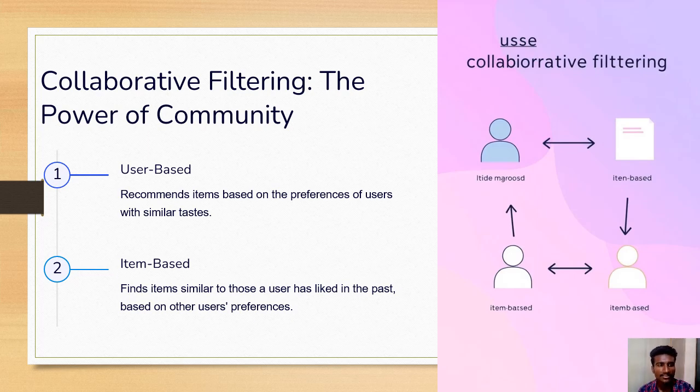There are some applications of recommender systems. E-commerce, suggesting products based on browsing or purchase history. Example, Amazon. Streaming platforms, recommending movies, TV shows or music. Example, Netflix or Spotify. Social media, personalizing feeds or suggesting friends.